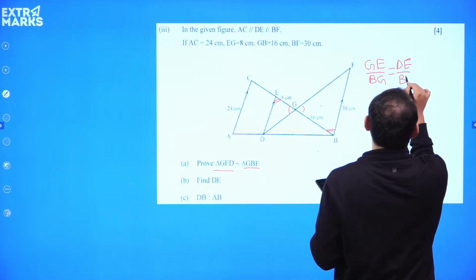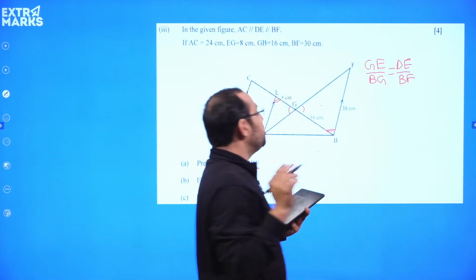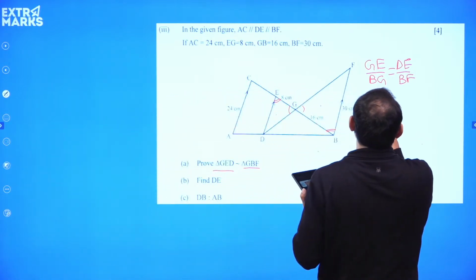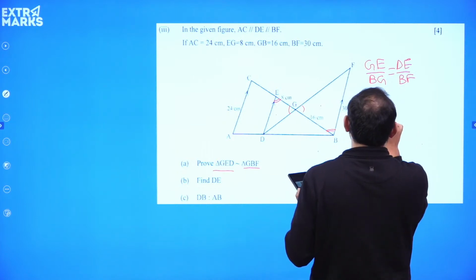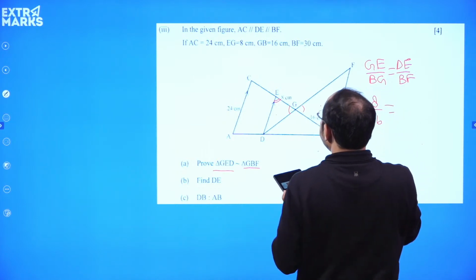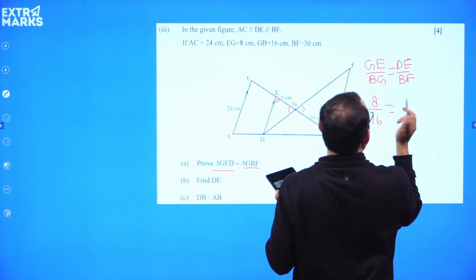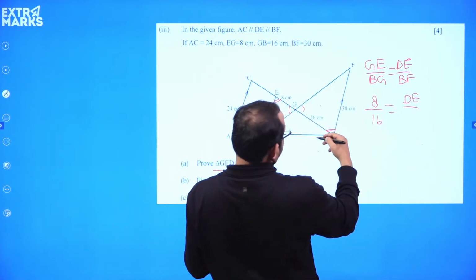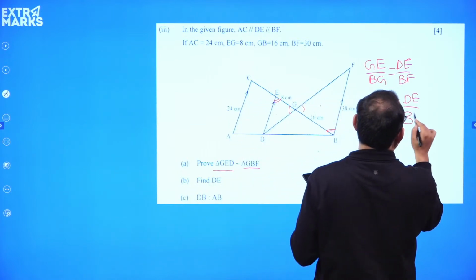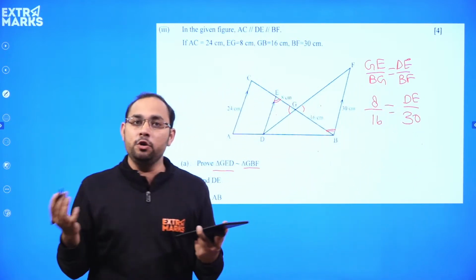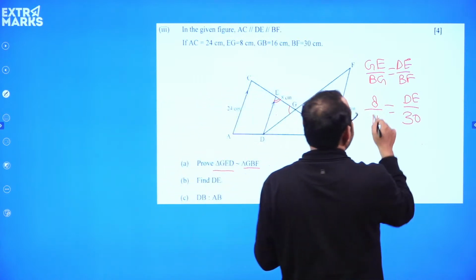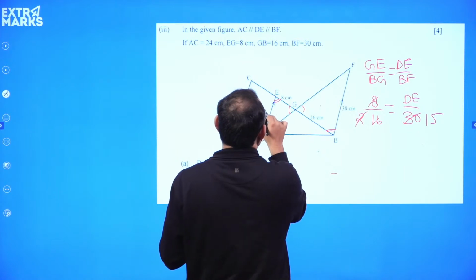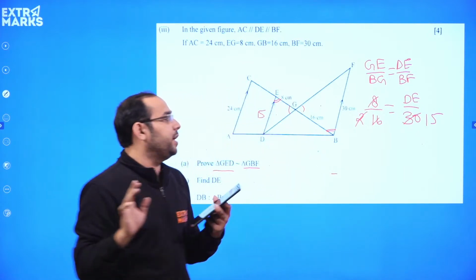DE अपॉन BF, ठीक है. अब हमें GE भी पता है, हमें BG भी पता है. तो GE is 8, BG is 16, DE is unknown to us and BF is 30. यहां से हम DE की वैल्यू इजीली निकाल सकते हैं. We can easily find the value of DE which will come 15. Okay, so now you have the value of DE.